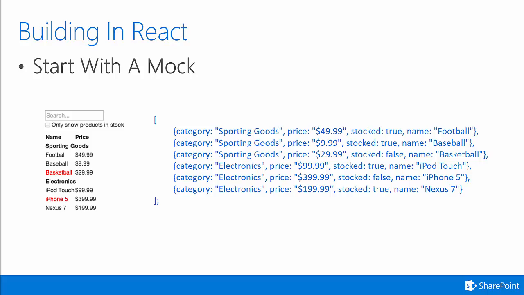Imagine that we have already had a JSON API and a mock from our designer, like the design in this slide. Our JSON API returns some data that looks like the data in this slide. This is what we're going to talk through on how to build in React, how we could build this component from this data.